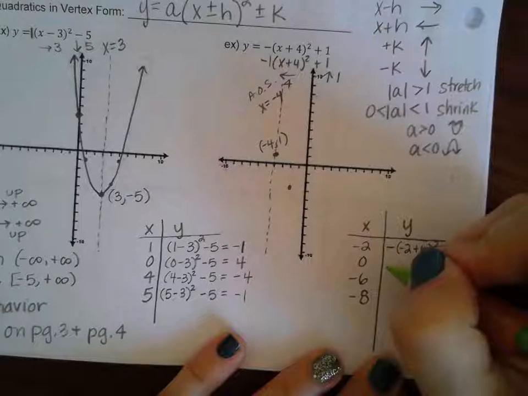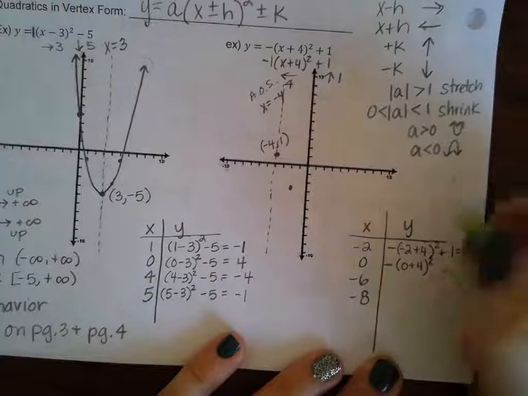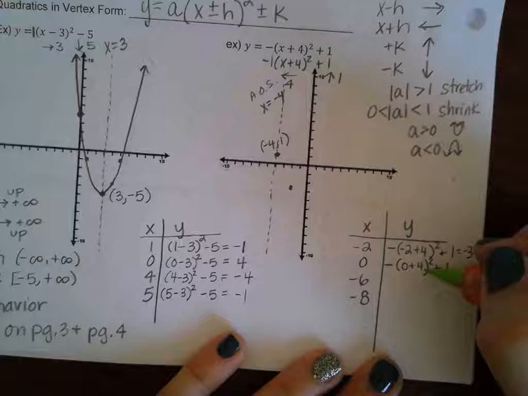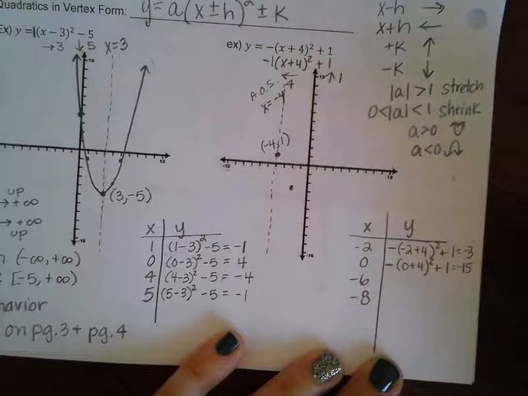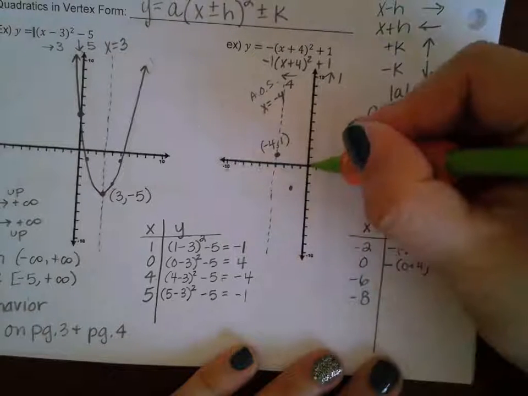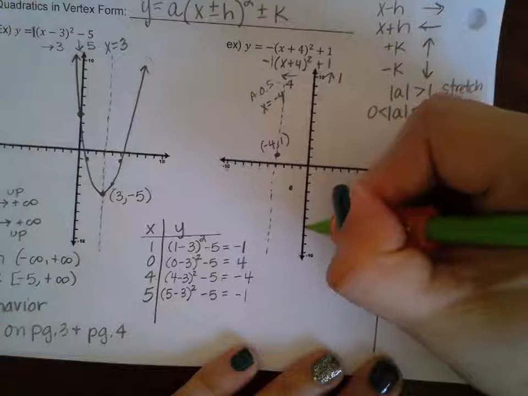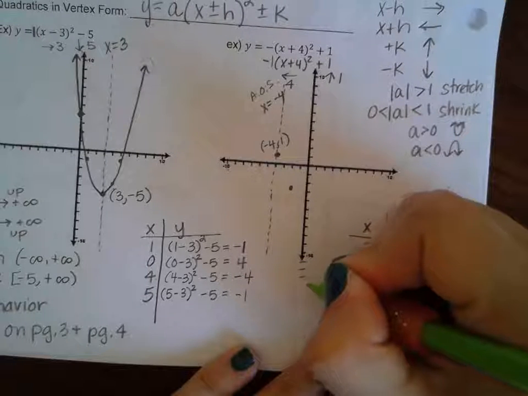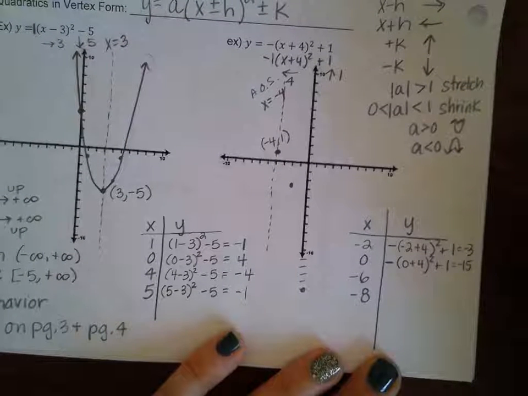For 0, it's going to be negative (0 plus 4) quantity squared plus 1. So this is going to be a big number. So 16, negative 16 plus 1 is negative 15. I might not have enough spots for that one, but we'll estimate. So 0 and then down 15. 1, 2, 3, 4, 5, 6, 7, 8, 9, 10, 11, 12, 13, 14, 15. So it's way down there. Okay, just make a few extra points.